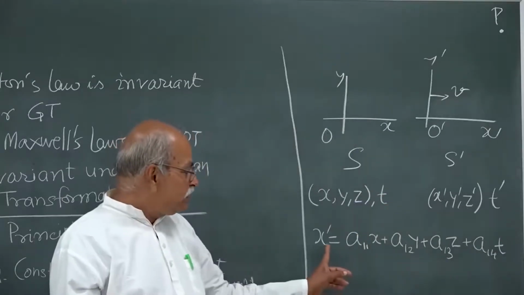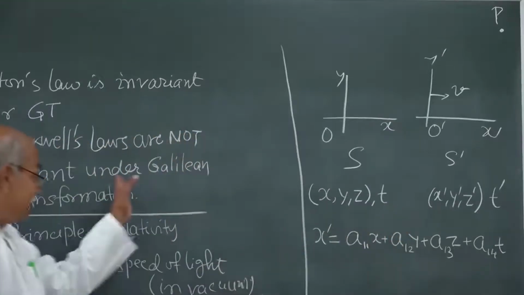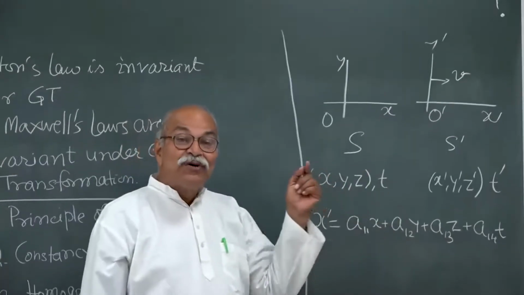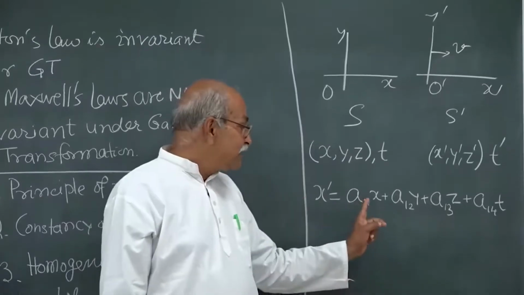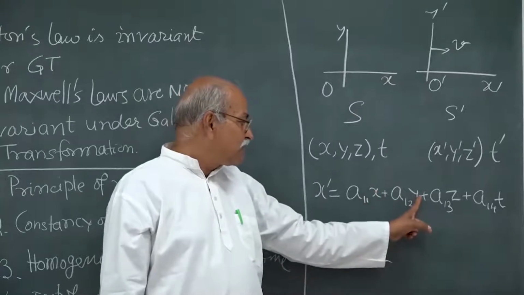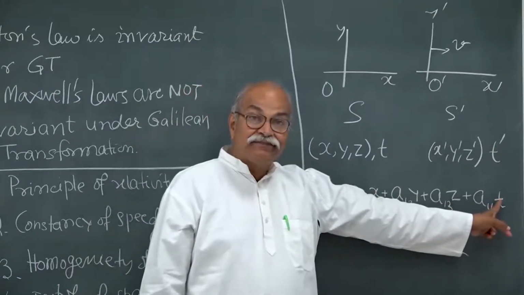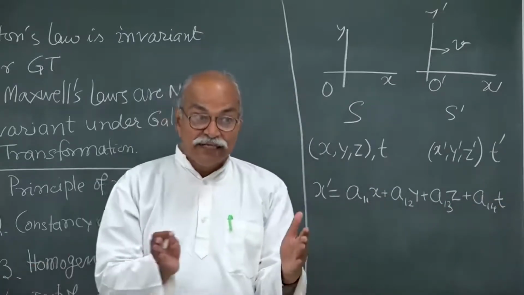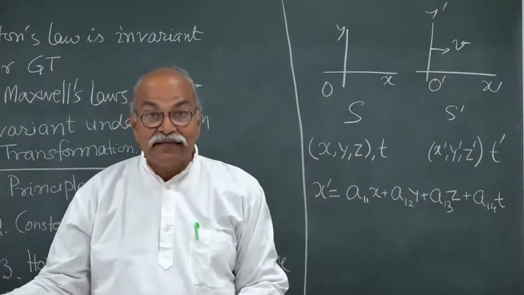So, the first thing that I have done here, I have already used something here. I have used homogeneity of space, and time also. I have written first power in x, first power in y, first power in z, first power in t. That is because space is homogeneous.